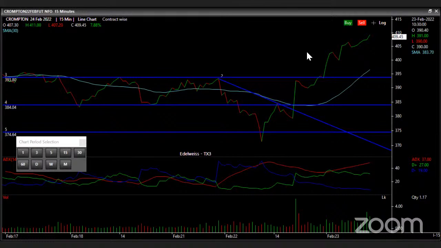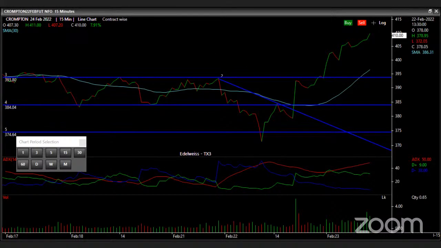Clear? So when the stock is able to break 394 or 395, definitely I can take a buy position with a target of 403. And above that, 403 plus again 10, 413. And right now the stock is trading at 409.95. That is very close to our target. Very clear? Okay, sir.